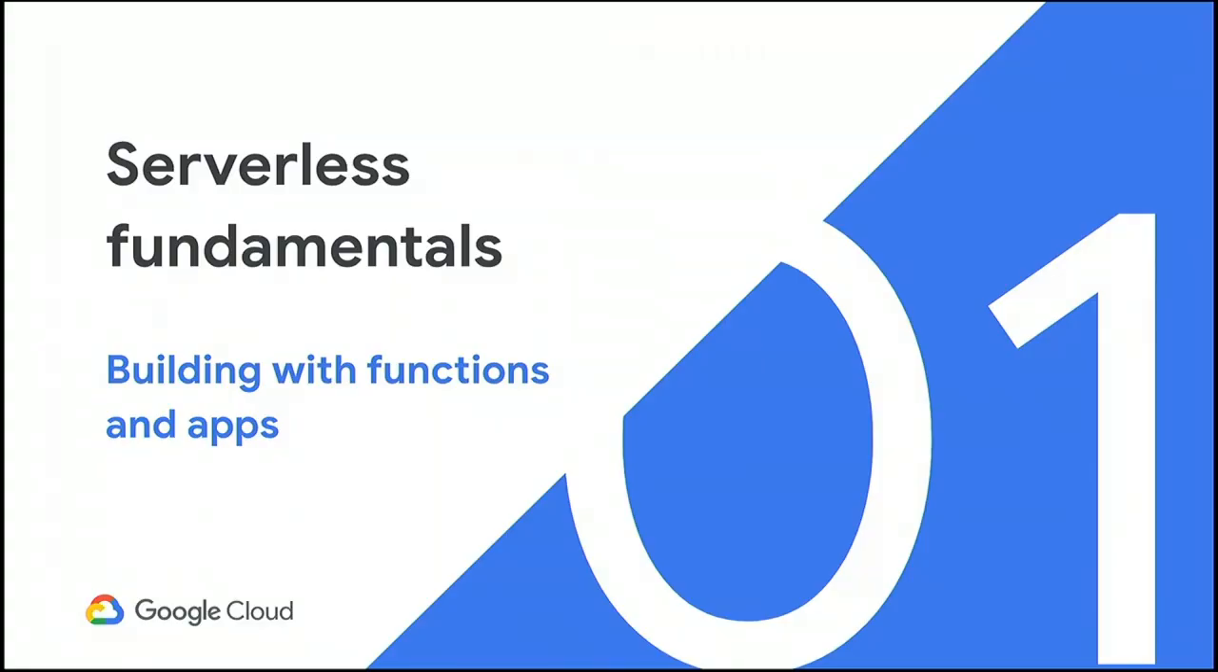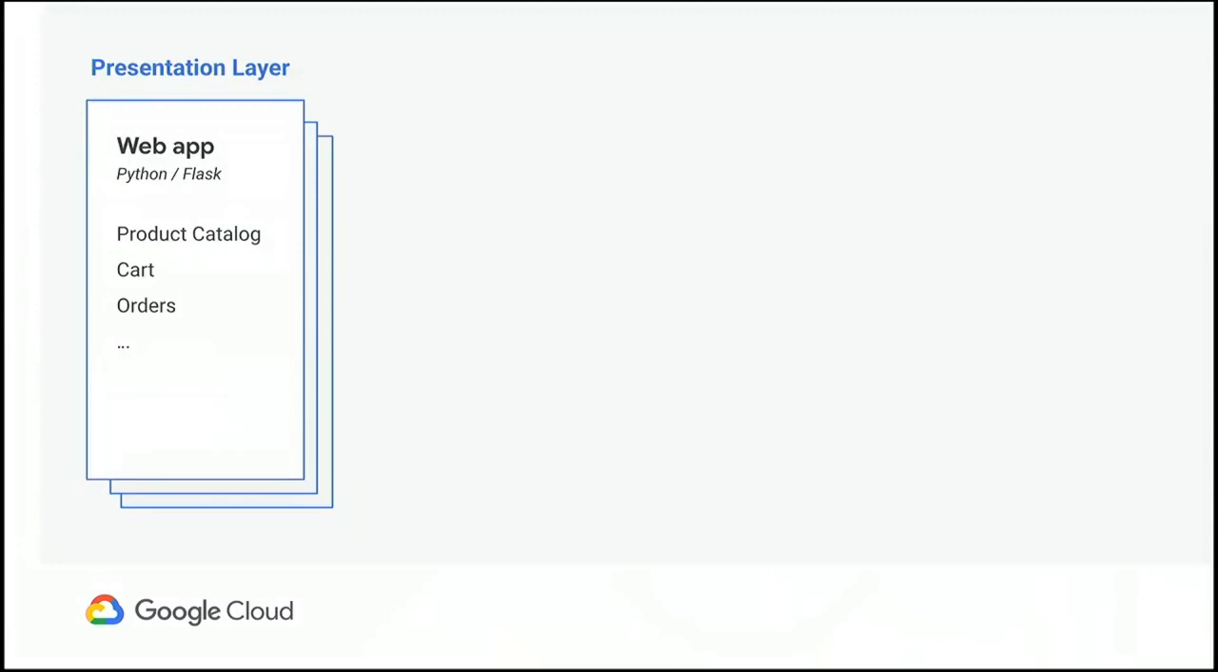So first, serverless fundamentals, building with functions and apps. This is an e-commerce site. We have a web app. And so in our traditional app model, we've got the presentation layer, which is going to be a web app. It's going to be a Python web app running Flask. And if you don't know what Flask is, it's just a web framework for Python. It's like Express.js if you use Node.